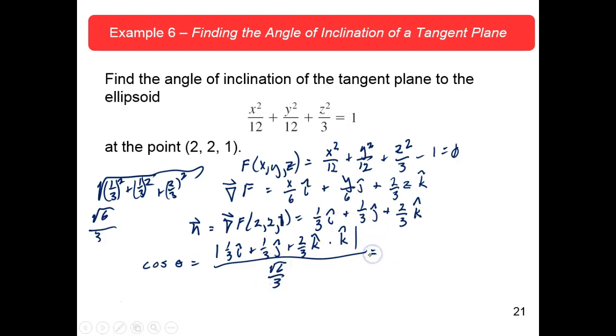All right. So what is this going to be? This dot product, that times 0, that times 0, this is 2/3 over the square root of 6 over 3. You can multiply by 3/3, and those go away, and you have 2 over root 6. Now, root 6 obviously is a number bigger than 2, which is good, because cosines have to be between 0 and 1 to be in the first quadrant. So 2 divided by root 6, and then do an inverse cosine of it. What do you get?